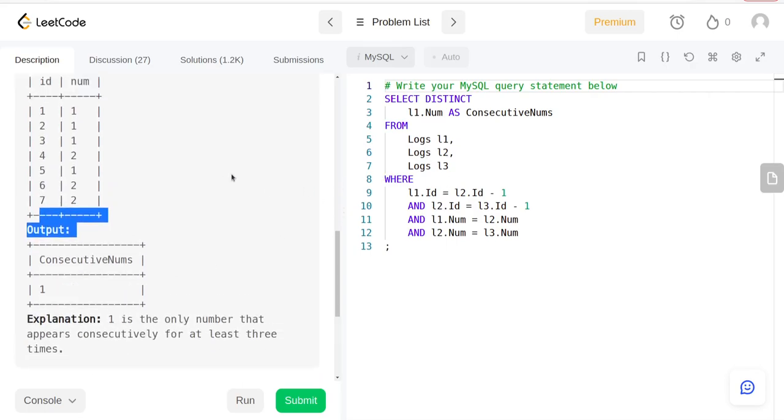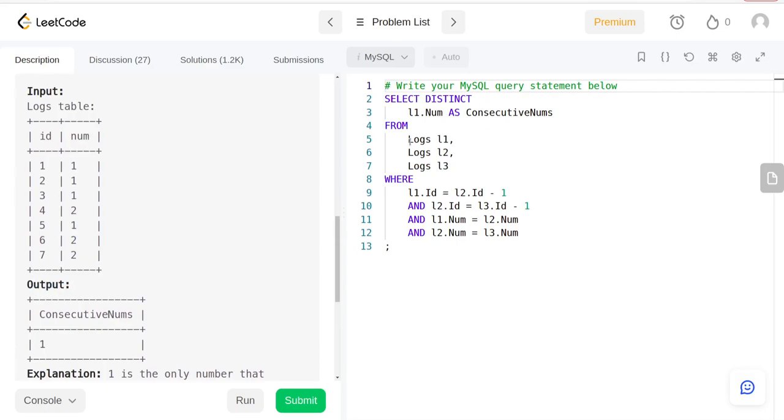Again, the way we're going to be doing it is basically taking three instances of the logs table. We'll call them L1, L2, and L3. They are not joined in any form or shape. They are just sitting there as three different instances, so that we can query three things at the same time.